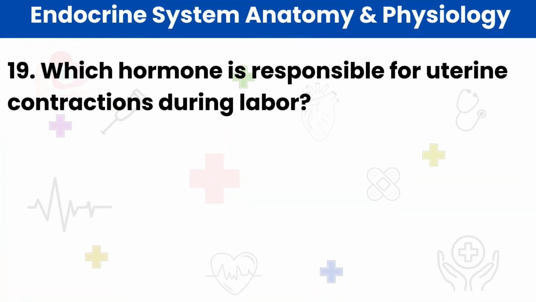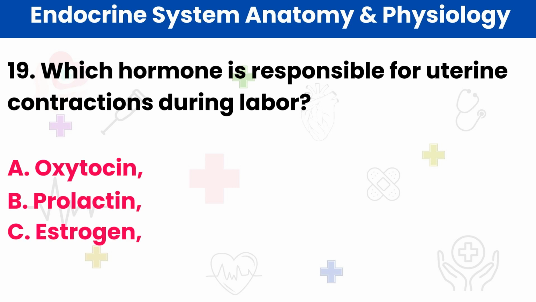19. Which hormone is responsible for uterine contractions during labor? A. Oxytocin. B. Prolactin. C. Estrogen. D. Progesterone.